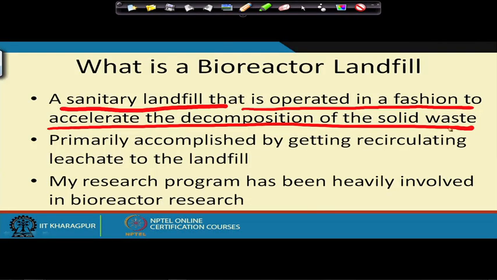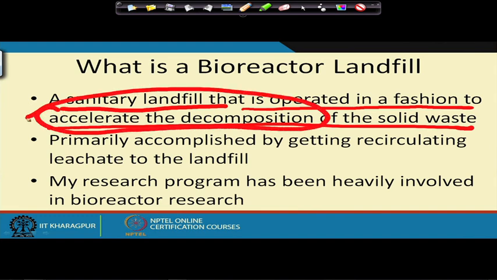So, you can have a portable genset, you can do some electricity generation and all that. So, it's operated to accelerate the decomposition. That's the key word here, to accelerate the decomposition. Because the decomposition will take place, but in a dry tomb landfill it takes place over a very long period of time. Here we are trying to make it in a much faster way.